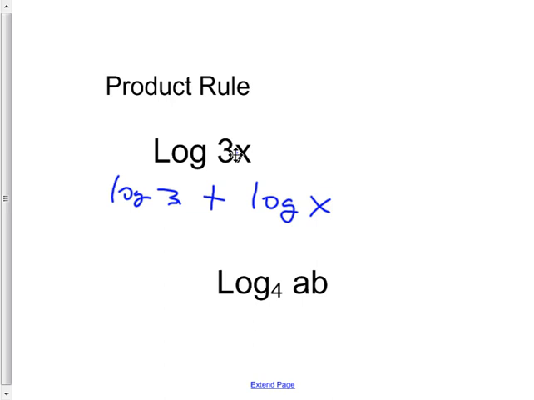All right, here we go. Log base 4 of A plus log base 4 of B. That's all there is to it. You can break up a multiply into an add. Any questions about that? That is called the product rule. So anytime you have a multiply, think about how you could break it into a plus.